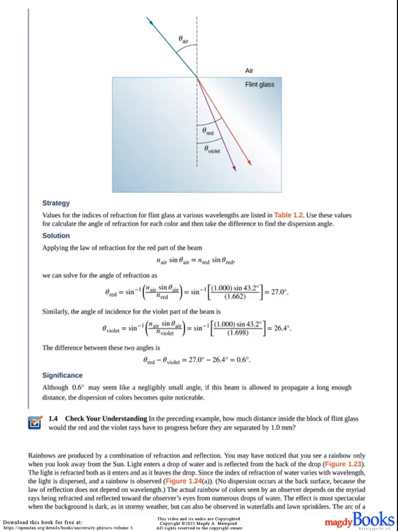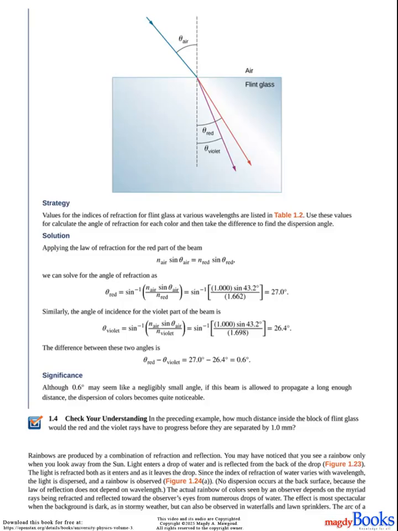Significance. Although 0.6 degrees may seem like a negligibly small angle, if this beam is allowed to propagate a long enough distance, the dispersion of colors becomes quite noticeable. 1.4. Check your understanding. In the preceding example, how much distance inside the block of flint glass would the red and the violet rays have to progress before they are separated by 1.0 millimeter?